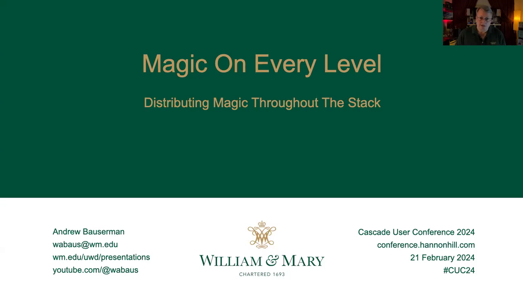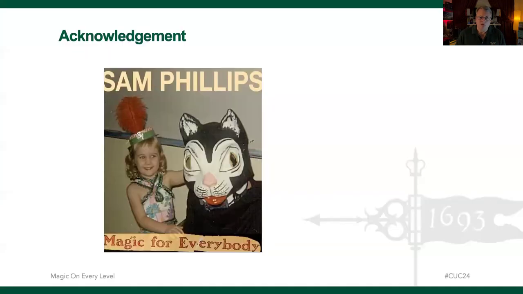Today, we'll look at the magic latent in the web technologies we take for granted. We'll look at an implementation framework to inform where and how we harness this magic. Then we'll look at several implementations from William and Mary, explaining where, how, and why we implemented each as we did.